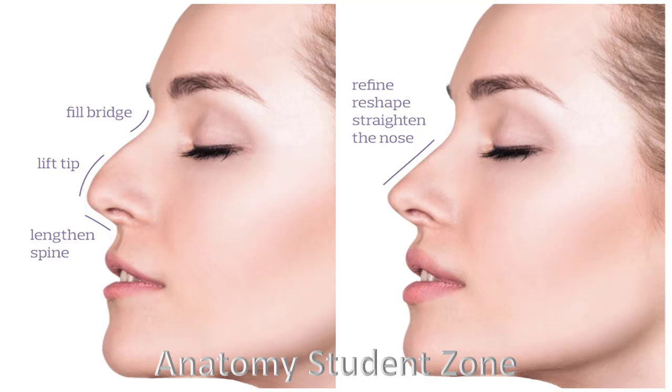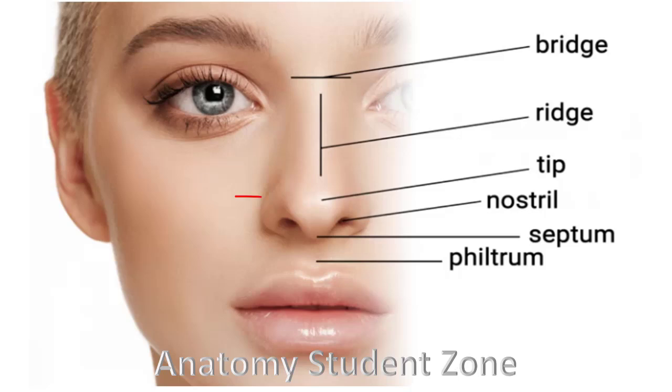A rhinoplasty can be used not only to change the shape of a nose, but also to improve the breathing, and it can be done for aesthetic purposes as well. So there can be different types of rhinoplasty. It can be reshaping of a nose tip or a bridge. So what is the tip of the nose? What is the bridge of the nose? Besides this, there are also other parts of the external nose that you should know.